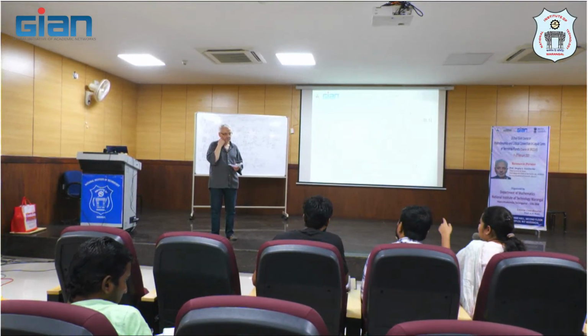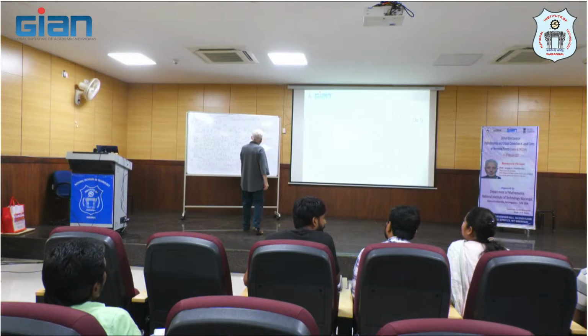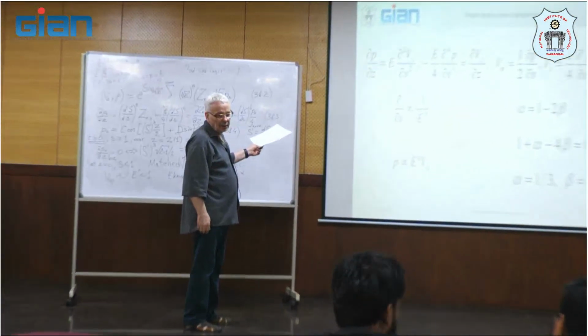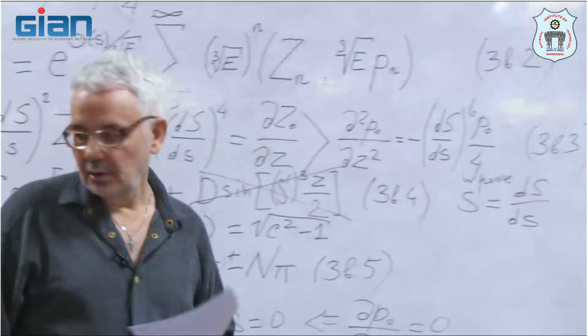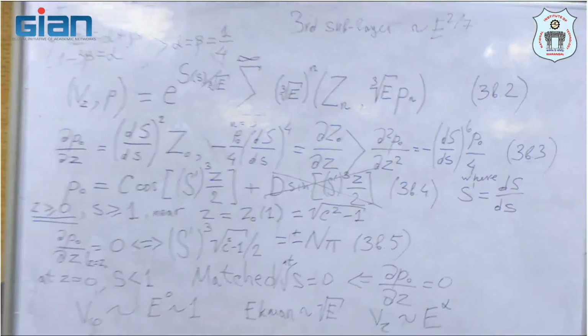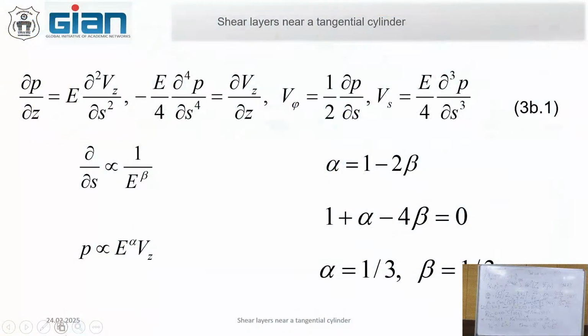Sir, what about the 3B.3? 3B.3, yeah, how it came? How it came, the 3B.3? That is, dP naught by dz equal to dS by dS the whole square. Yeah. Okay. Equation 3B.3.